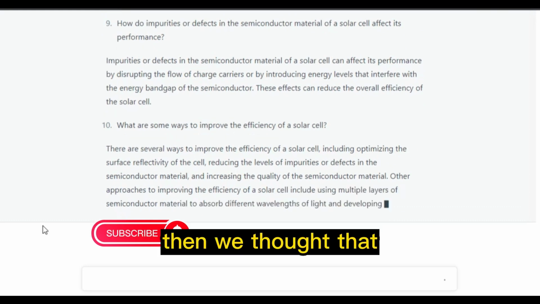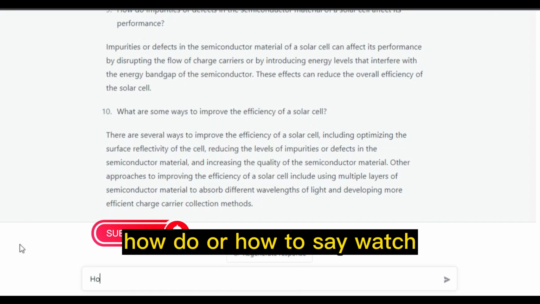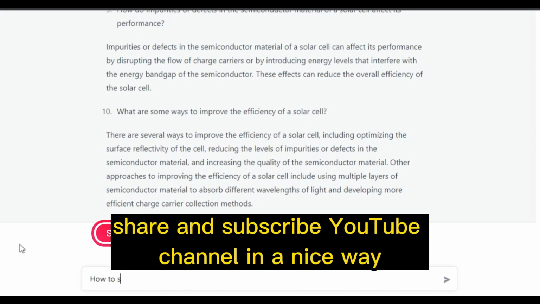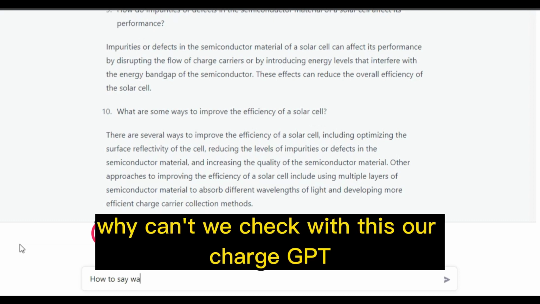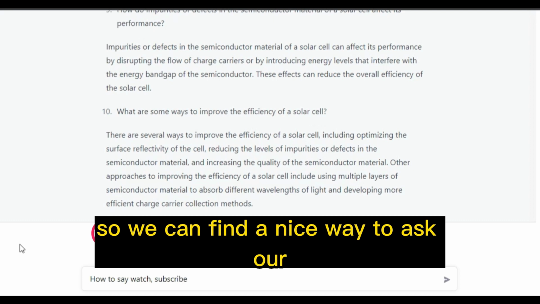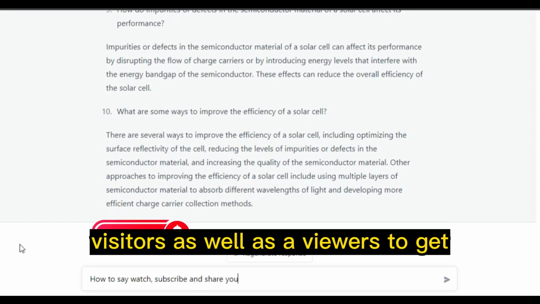That's very good. Then we thought, okay, we will come to general questions, and how to say, watch, share, and subscribe to the YouTube channel in a nice way. So we thought, why can't we check with ChatGPT, so we can find a nice way to ask our visitors as well as viewers.